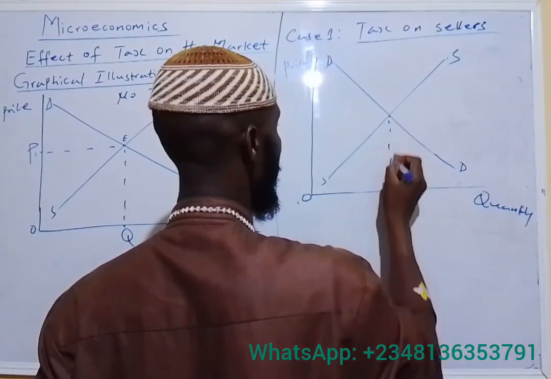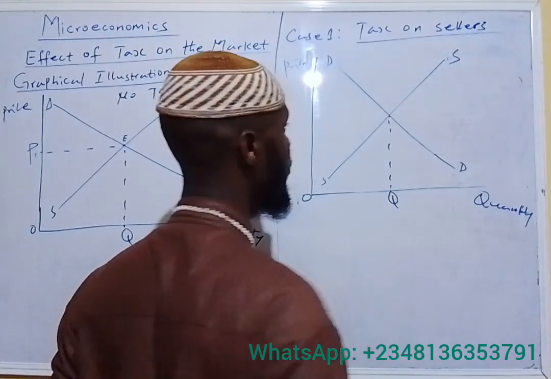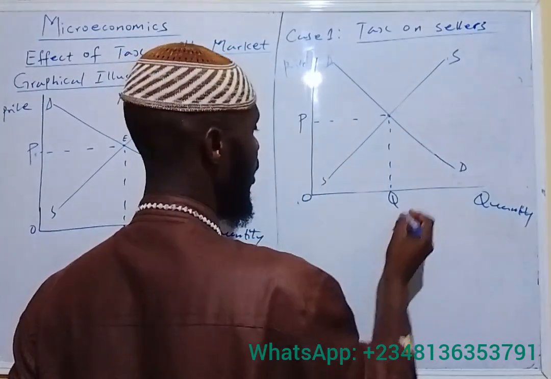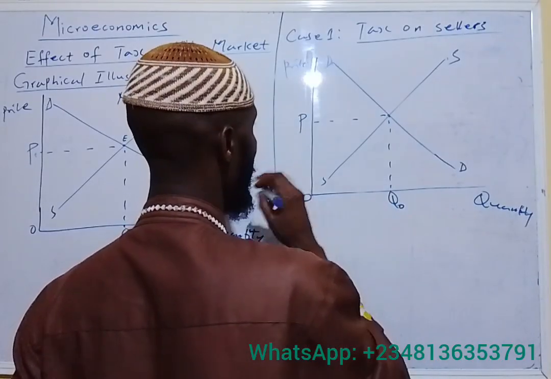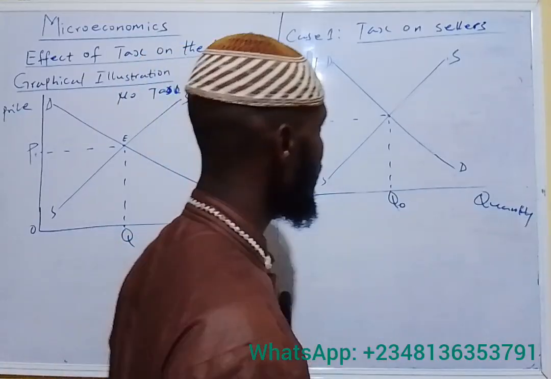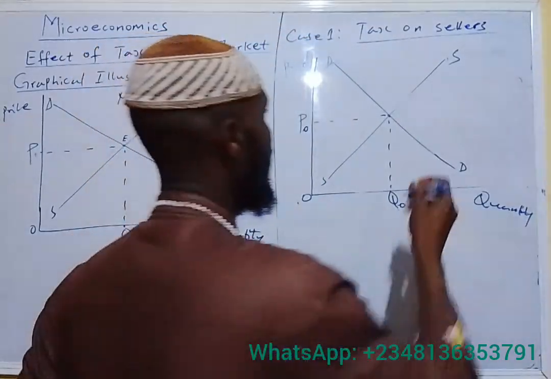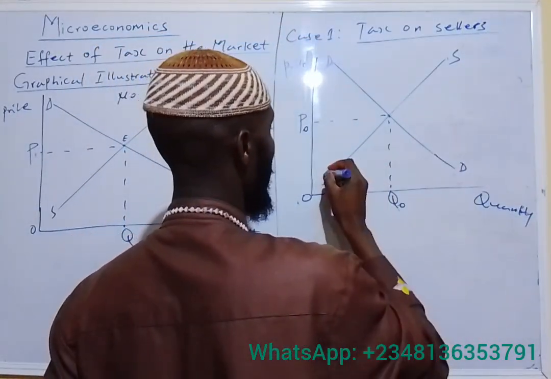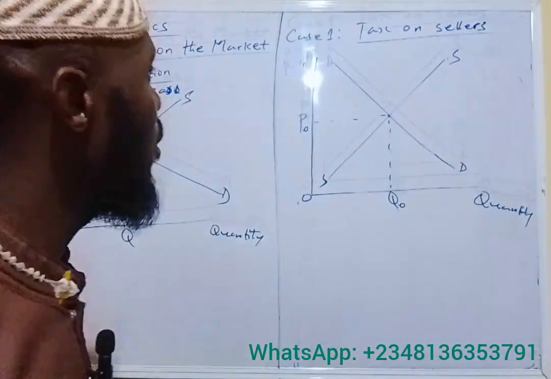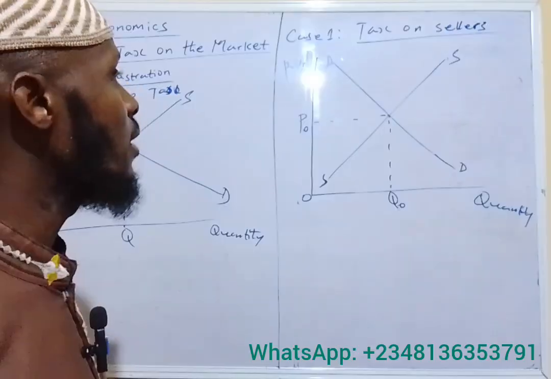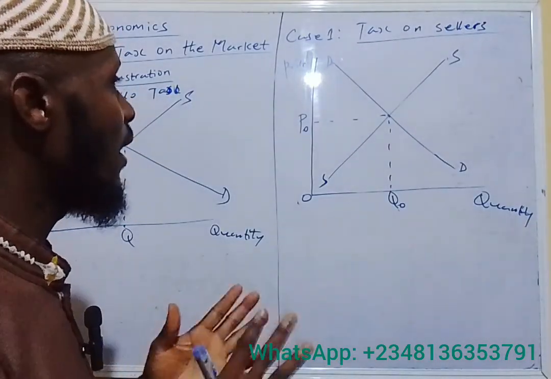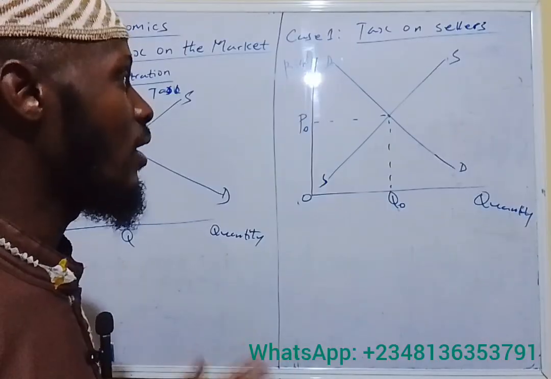Here, without any disturbance, we have Q and this is P. I'm calling this one P naught, and I'm calling this one Q naught. This is the original supply curve, and this is the original demand curve. But we want to look at a situation whereby the government imposes a tax on the seller, not on the buyer. Nothing is imposed on the buyer; the tax is only imposed on the sellers.